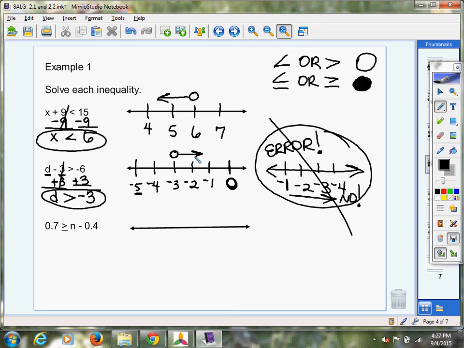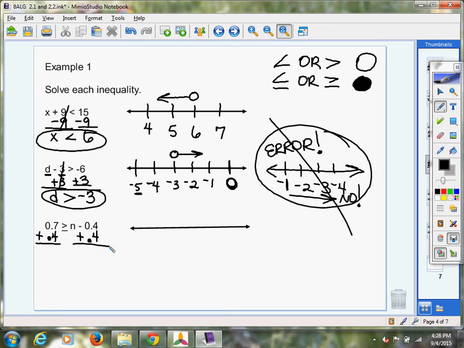All right, let's get to our last one. This time we're working with decimals, no big deal. 0.7 is greater than or equal to n minus 0.4. So remember, you've got this n and you got this 0.4. What operation is going on between those two numbers? That's right, subtraction. How do you undo subtraction? Addition. So we're going to add 0.4 to each side.